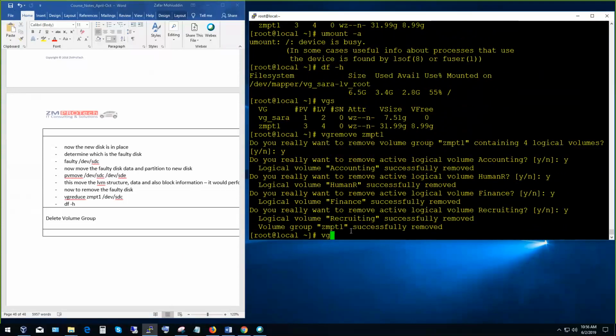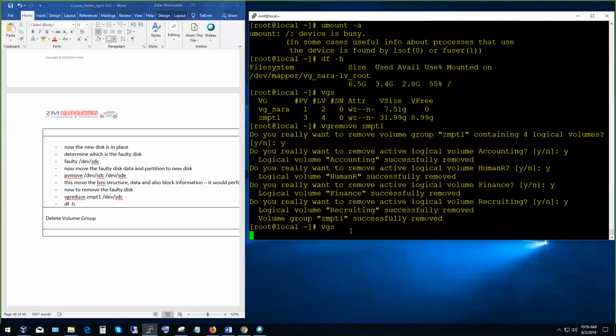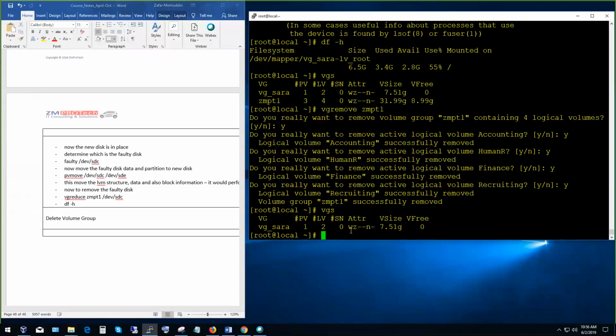Okay, let's do vgs. But Zafar, could we have given the -y switch to avoid providing yes for each volume? Yes. Okay. Yeah. So the volume group is gone.